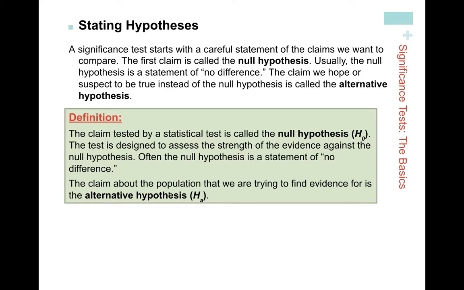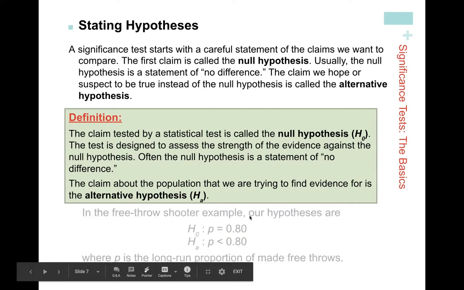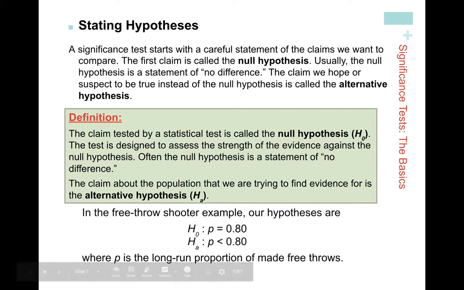The alternative hypothesis is kind of what our sneaking suspicion is. We think, no, you're probably less than an 80% free throw shooter. And these are set before we gather any data. So H null and HA. H null is a statement that P is equal to 0.8. HA, the alternative hypothesis, is that P is less than 0.8.